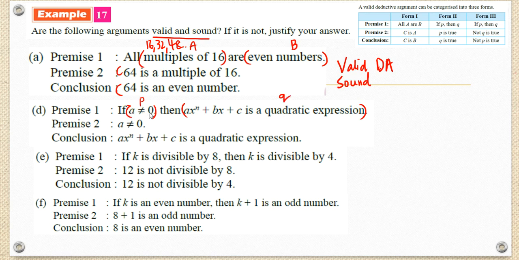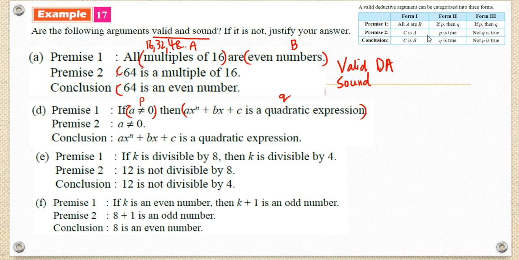If a is not equal to 0, then ax^n + bx + c is a quadratic expression. Okay, if something, then something, right? P and Q can be either one. So we have to check our premise too. A is not equal to 0, this is your P, right? So P is true. The conclusion is your Q: ax^n + bx + c is a quadratic expression.